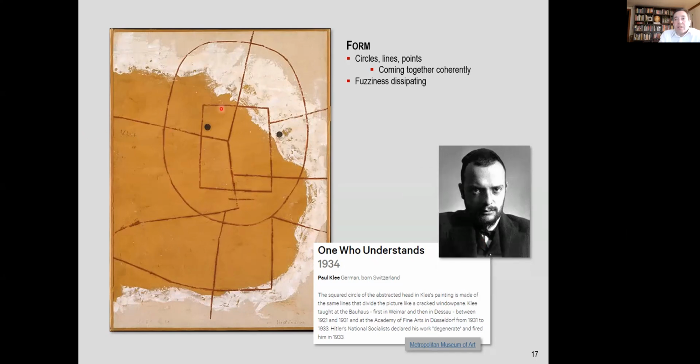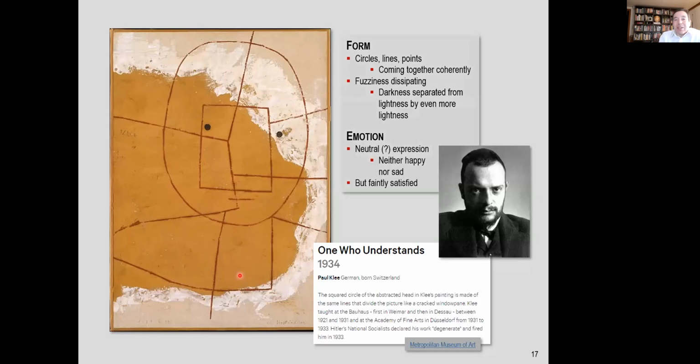So we see this fuzziness dissipating, which is also kind of feeling with understanding, darkness separated from light. There's a neutral expression, as I mentioned, neither happy nor sad, but faintly satisfied with this understanding. So I think understanding is actually what we mean by learning. We want to achieve understanding and not just pile on information. So I will talk about how that happens.